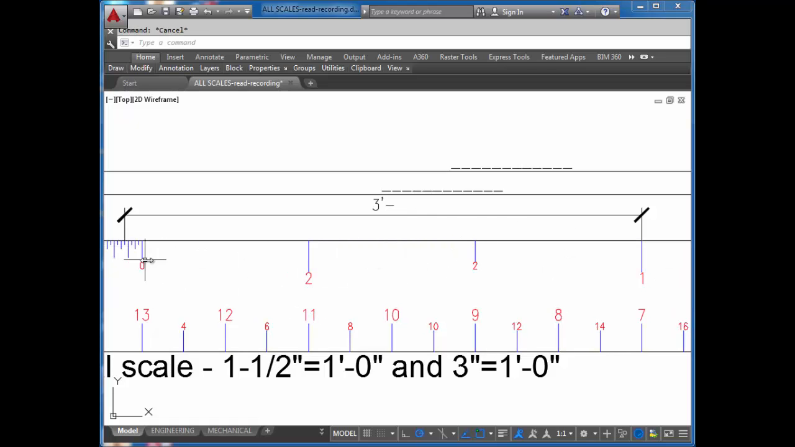And if we look at how many inches are left over, we have 1 whole inch, and then we've gone 1 tick mark past that 1 whole inch mark, so that must be 1 1/4. So 3 feet, 1 1/4 inches.